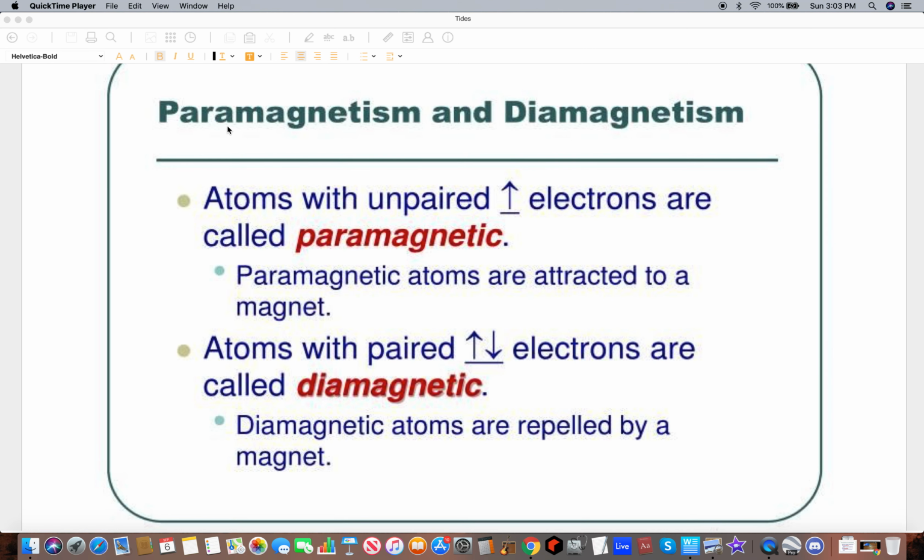A quick definition here. Paramagnetism and diamagnetism. Atoms with unpaired electrons are called paramagnetic. Paramagnetic atoms are attracted to a magnet. Atoms with paired electrons are called diamagnetic. Diamagnetic atoms are repelled by a magnet. So a material or substance that's paramagnetic will be attracted to a magnetic field. A material or substance that is diamagnetic will be repelled by a magnetic field.